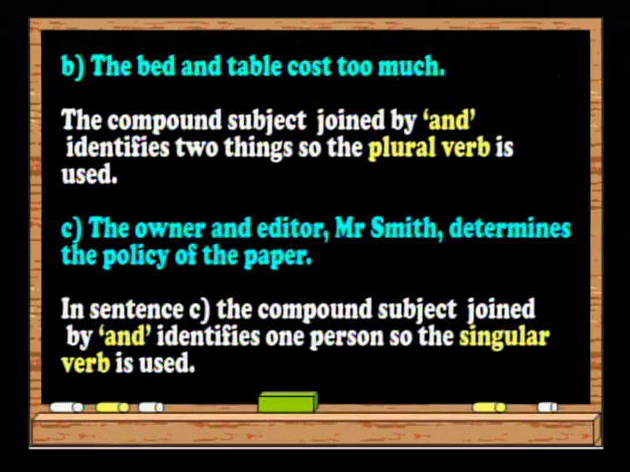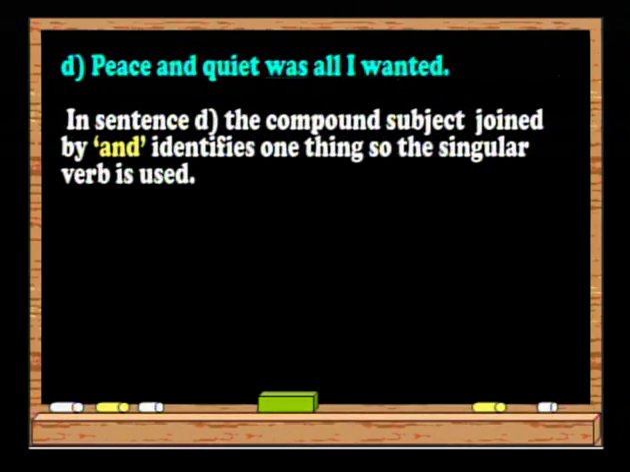C. The owner and the editor, Mr. Smith, determines the policy of the paper. In this sentence, the compound subject joined by and identifies 1 person, so the singular verb is used. Peace and quiet was all I wanted. In this sentence, the compound subject joined by and identifies 1 thing, so the singular verb is used.